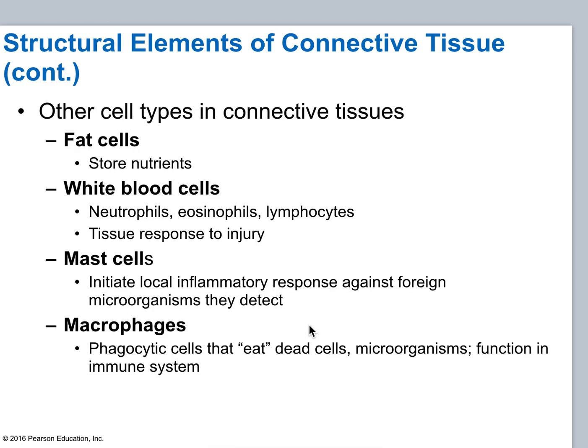There are other cells present in connective tissues: the fat cells, white blood cells, mast cells, and macrophages. And you see the function of these cells here. Just know these are found in the various types of connective tissue.